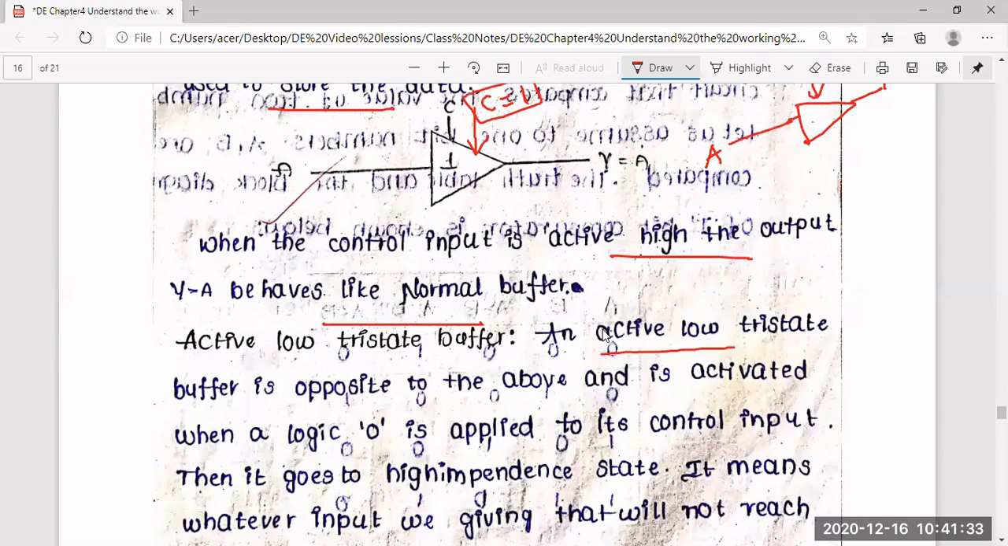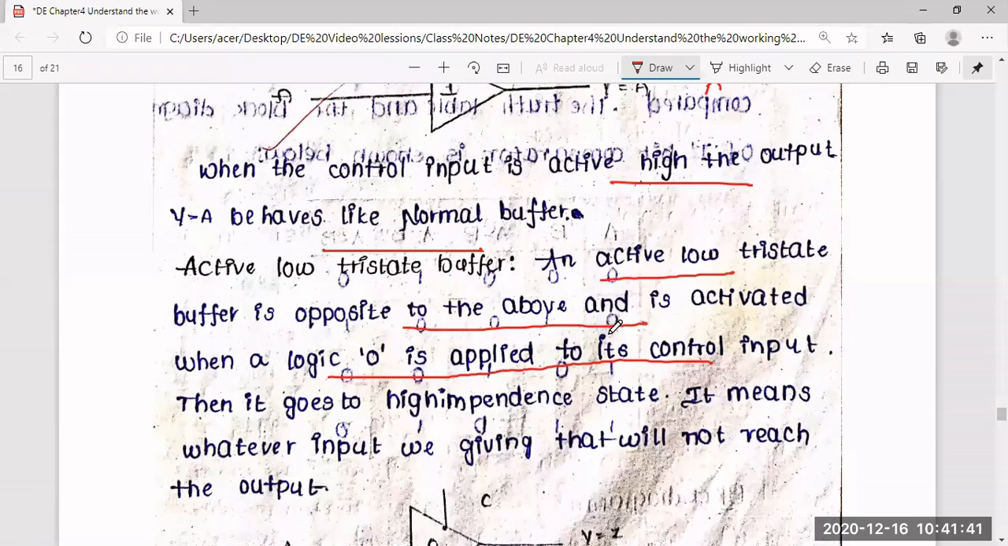But an active low tri-state buffer is opposite to the above, and it is activated when logic 0 is applied to the control input. Control input C if 0, then it is acting like an active low, and then it gives the high impedance state.